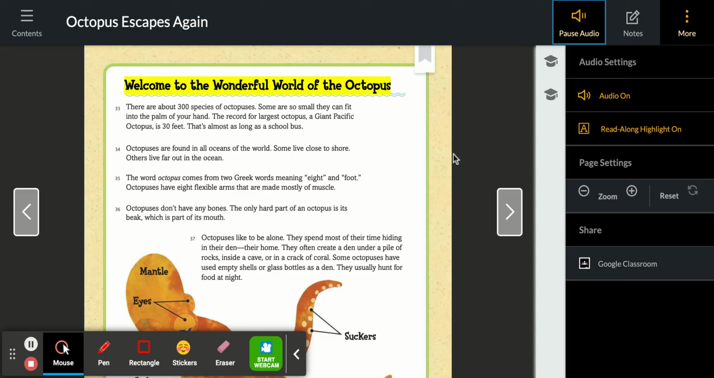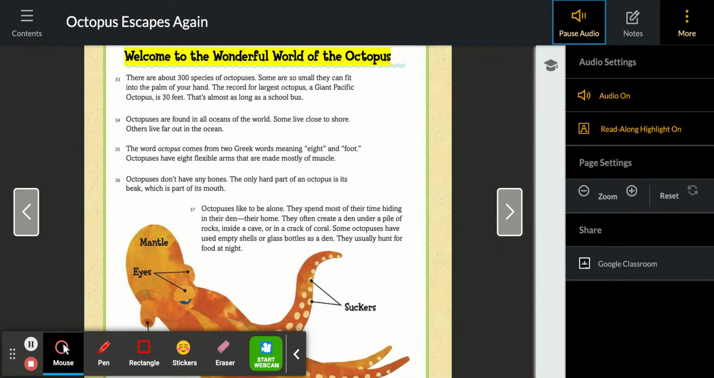Welcome to the wonderful world of the octopus. There are about 300 species of octopuses. Some are so small they can fit into the palm of your hand. The record for the largest octopus, a giant Pacific octopus, is 30 feet. That's almost as long as a school bus. Octopuses are found in all oceans of the world. Some live close to shore. Others live far out in the ocean.